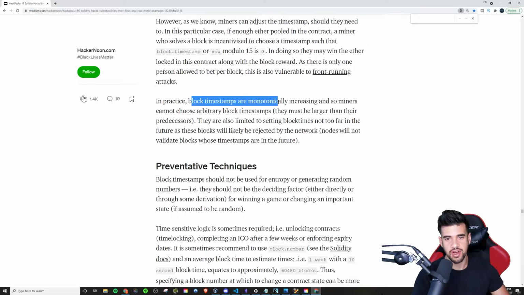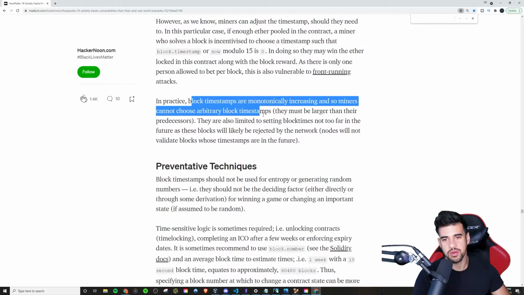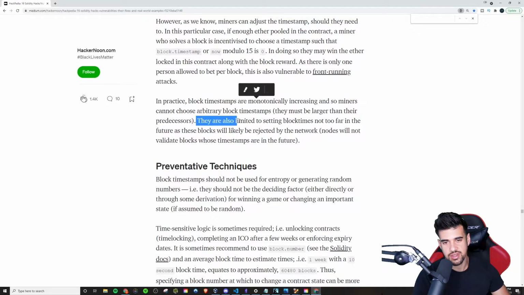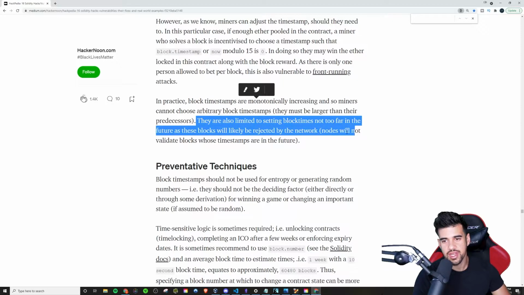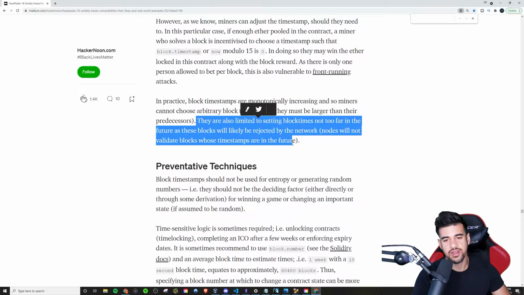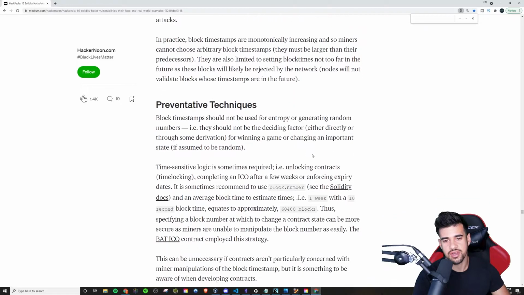But in practice, block timestamps are monotonically increasing, and so miners cannot choose arbitrary block timestamps. They must be larger than their predecessors. So they are limited to setting block times not far in the future, as these blocks will likely be rejected by the network. Nodes will not validate blocks whose timestamps are in the future. So that's something to note here.